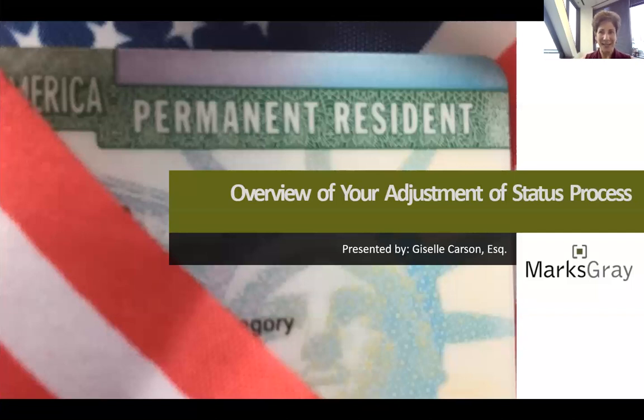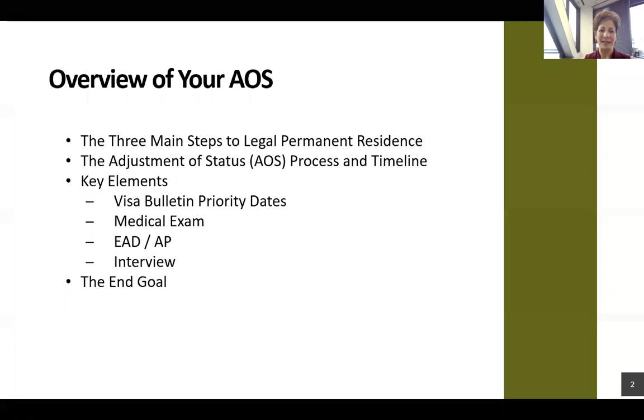So the first thing that we're going to be looking at is, well, kind of the overview. This is what we're going to be talking about: the three main steps to legal permanent residency. Some of you probably have gone through two of those already. Then the adjustment of status process and the timeline, key elements of that process, and the end goal.